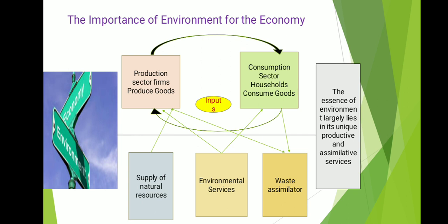The third one, waste sink capacity, also called the waste assimilator. This is the capacity of the environment to assimilate the waste products of production and consumption and convert them into harmless or ecologically useful products. This use of the environment is the one we are most concerned with in this module, as we look at the introduction of policies which affect how and at what level the environment is used as a waste sink. Finally, the essence of the environment largely lies in its unique productive and assimilative services.